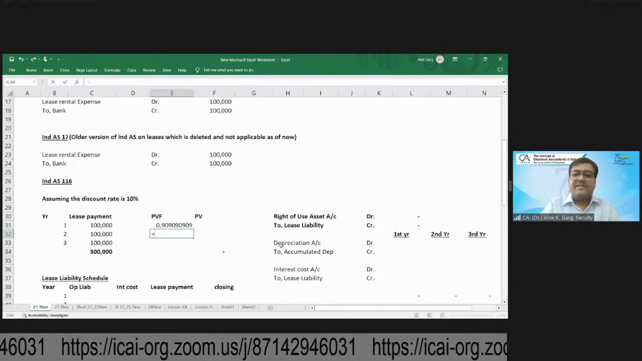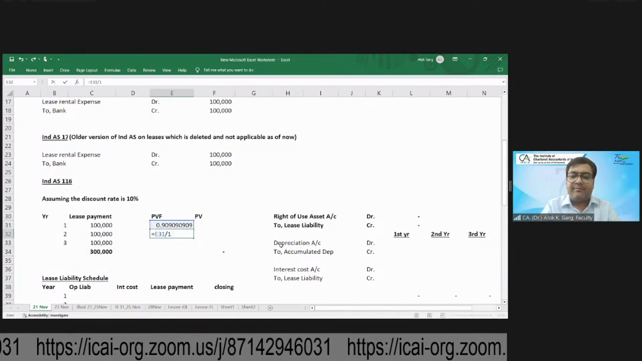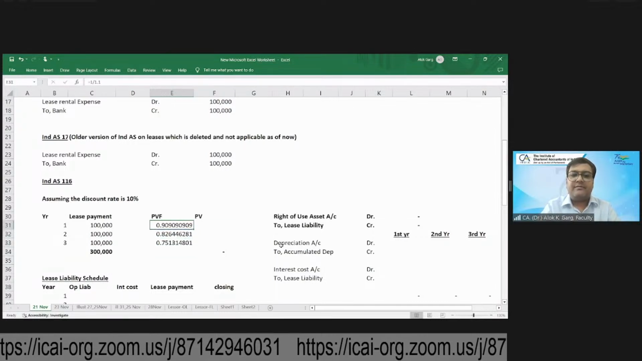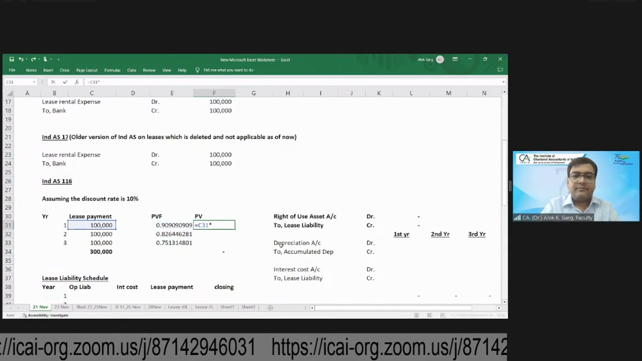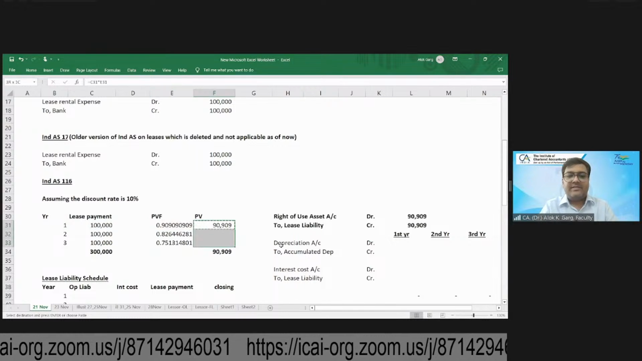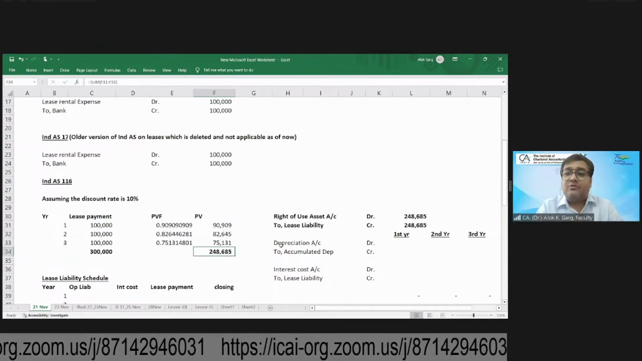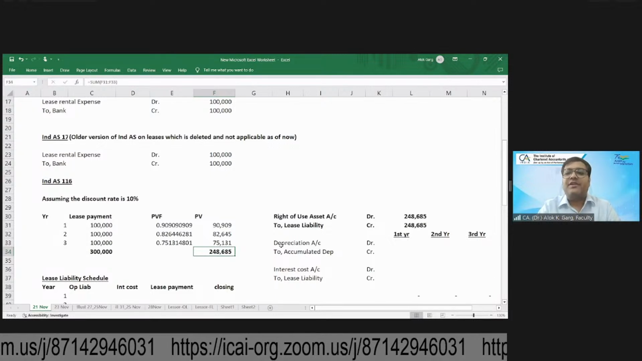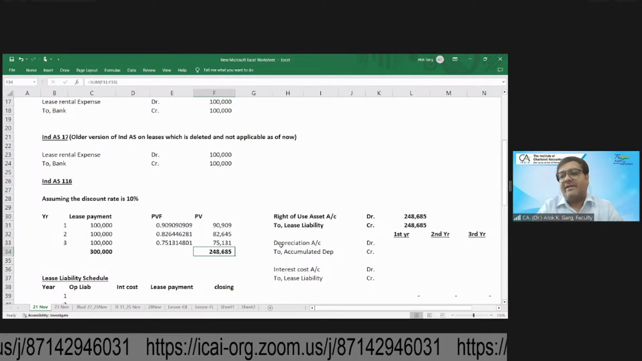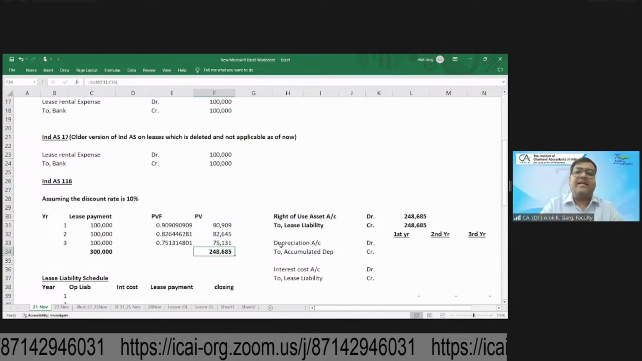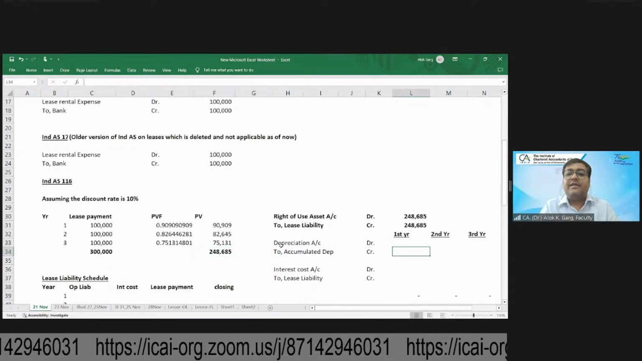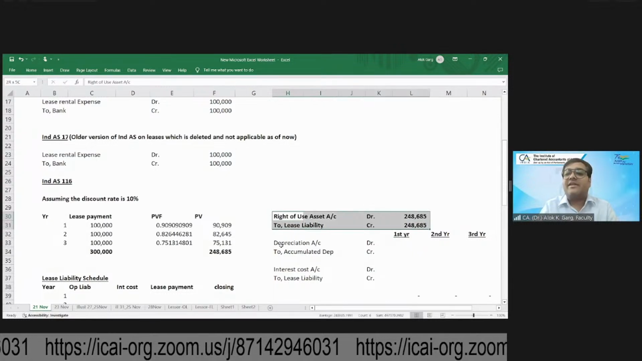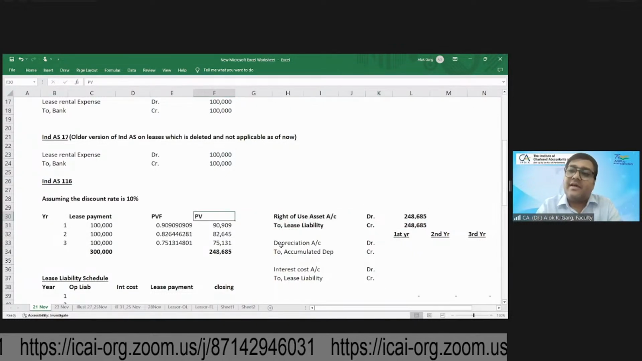What is the second year present value factor? Divide by 1.1. What is the third year present value factor? Divide by 1.1. Just multiply by this. Your present value of lease payments over a period of 3 years is 248,685. Standard Ind AS 116 says that you have to make an accounting entry: right of use asset account debit to lease liability. Right of use asset account debit to lease liability.